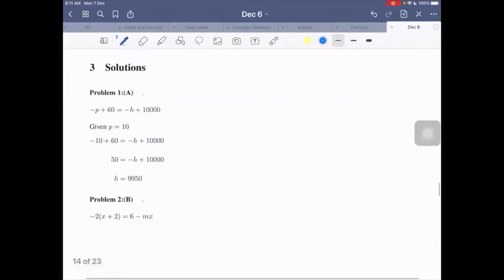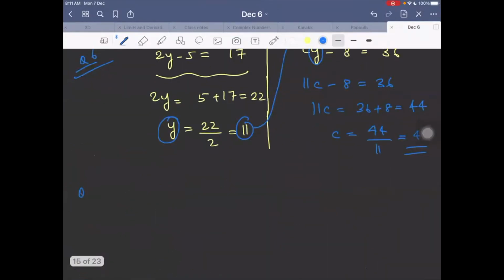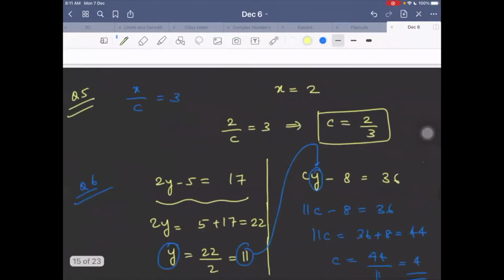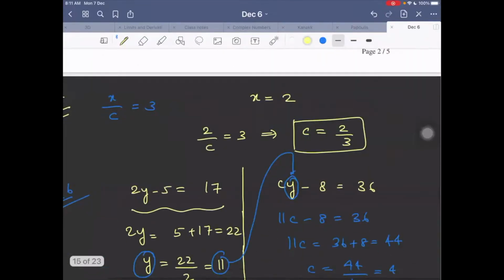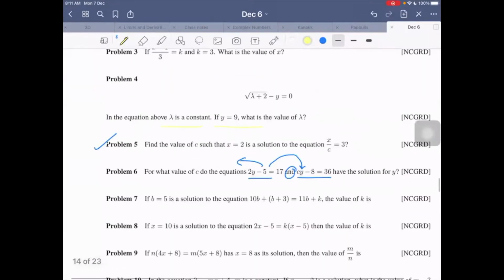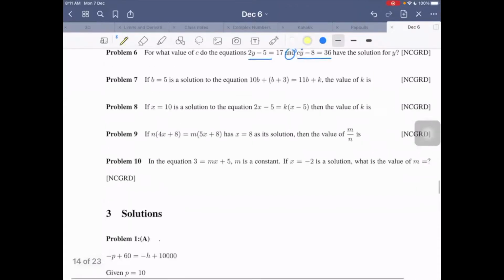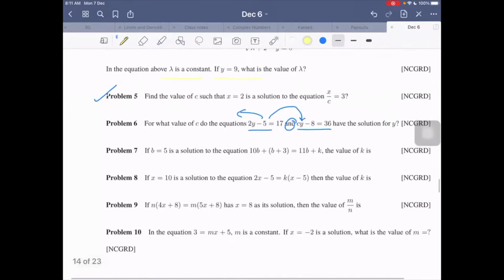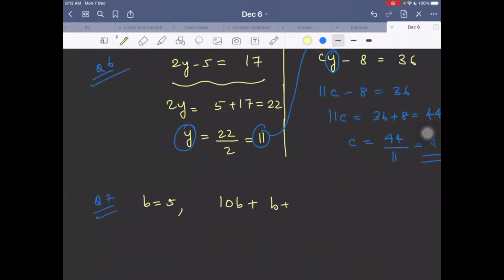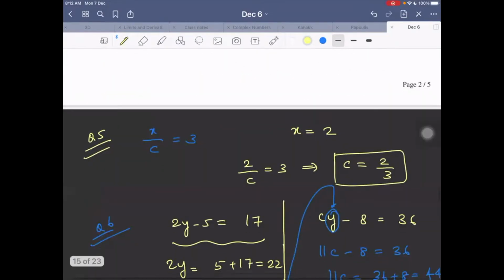Yes, question number 7. Again, if b is equal to 5 is a solution to the equation, find the value of k. So we have question number 7. b is equal to 5 is a solution to the equation 10b plus b plus 3 equals 11b plus k.